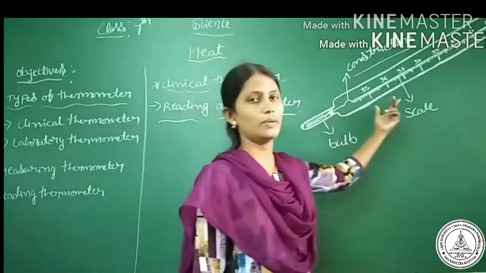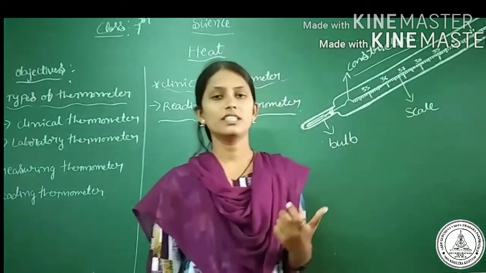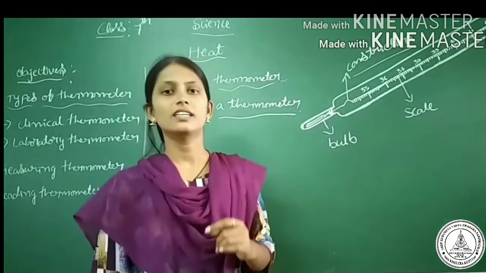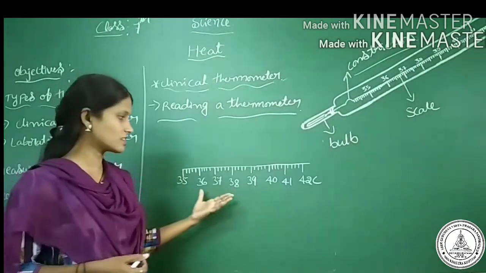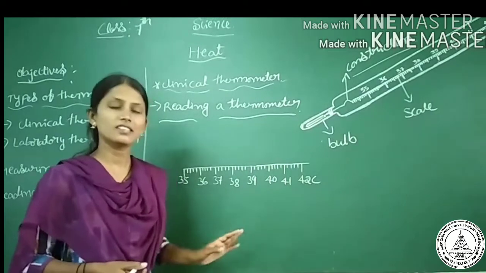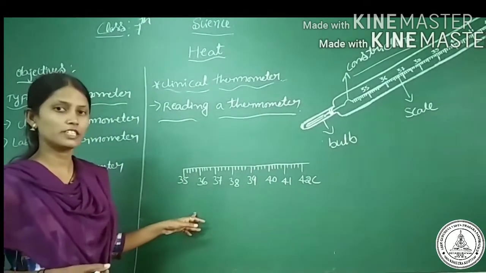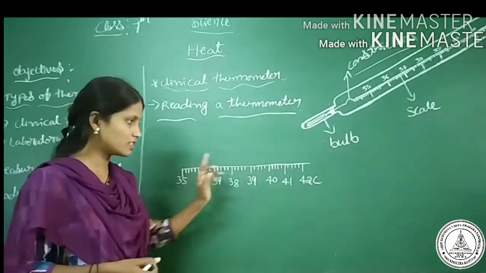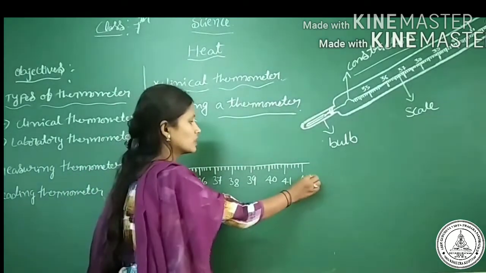Now we will go on to reading the thermometer. Let us learn how to read the thermometer. This is the scale present in the thermometer. As I said, the range of the clinical thermometer is from 35 degrees Celsius up to 42 degrees Celsius.